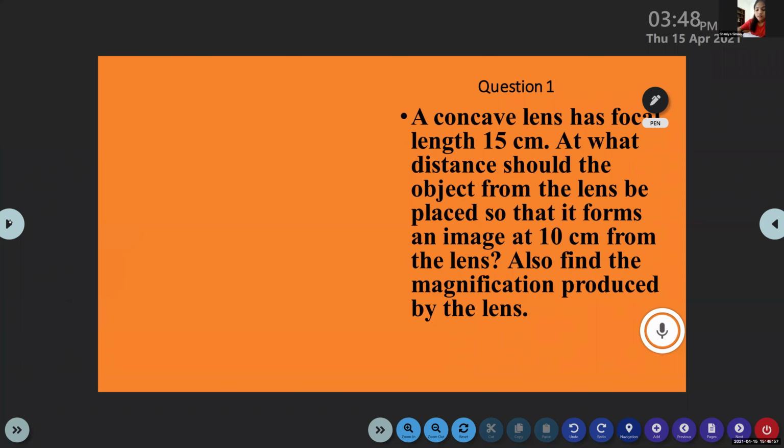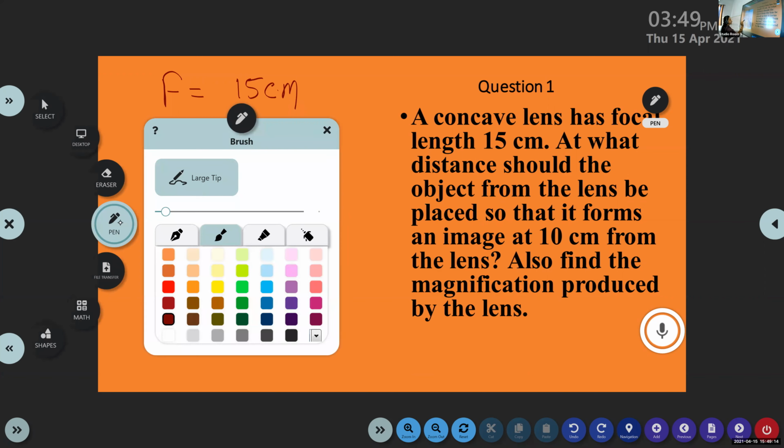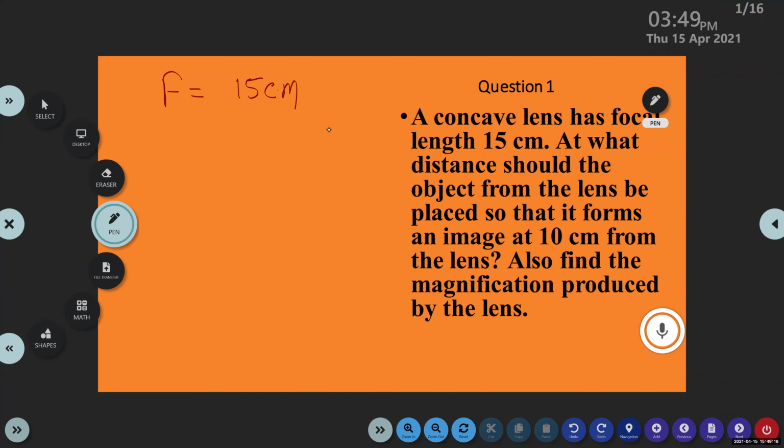Focal length. Yes, very good. The focal length is given. Focal length can be represented by the letter F. F is equal to 15 centimeter. Can you identify the type of the lens? What is the type of the lens here? Concave. Yes, it is a concave lens.